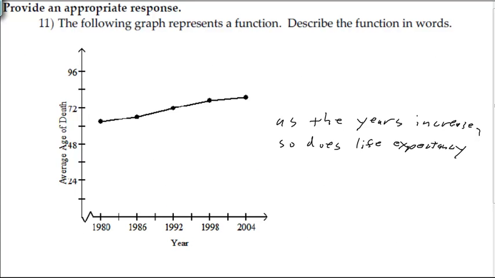On 11, this function says as the years are progressing, so is life expectancy. So just as the years go on, people are living longer.